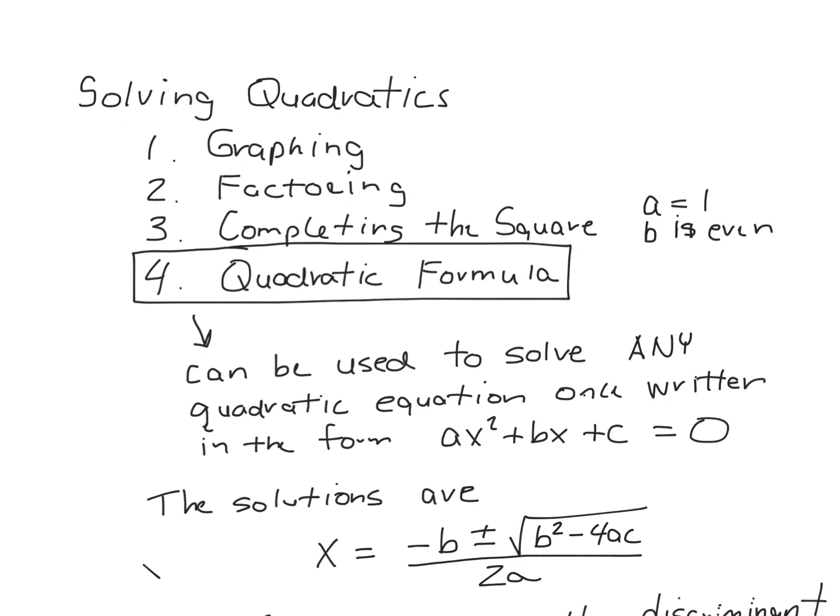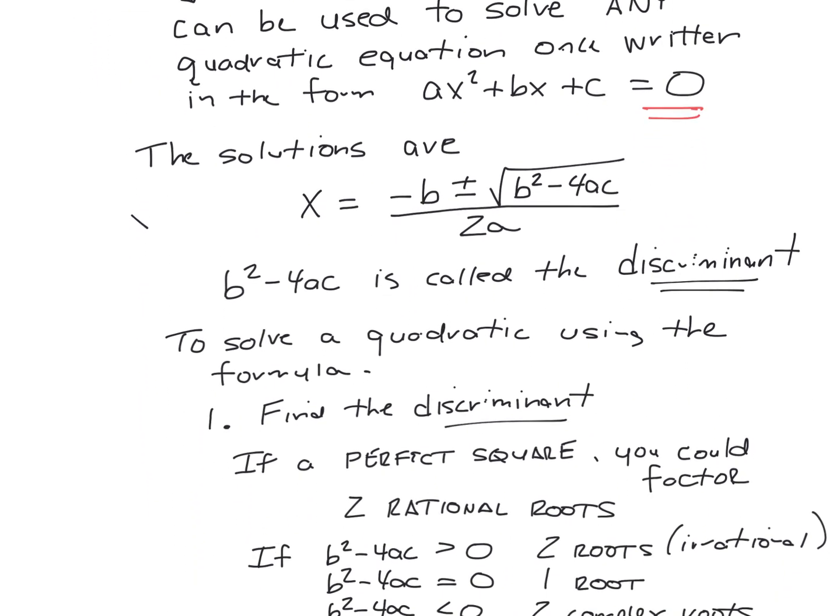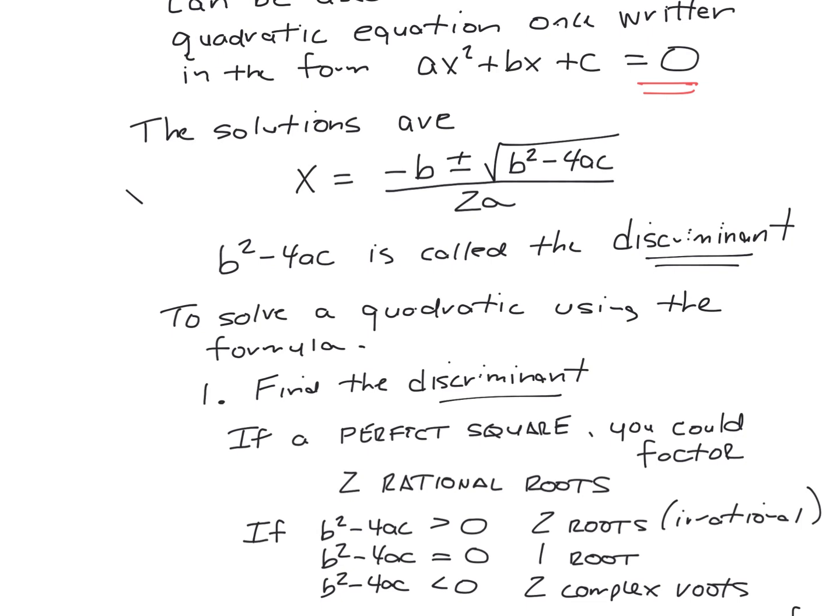This formula can be used to solve any quadratic equation, keyword any quadratic equation, once written in the form of ax squared plus bx plus c is equal to 0. So the key there is you need to make sure that you get it to equal 0 first. The solutions then are x equals negative b, which means the opposite of b, plus or minus the square root of b squared minus 4ac all over 2a. Negative b plus or minus the square root of b squared minus 4ac all over 2a.